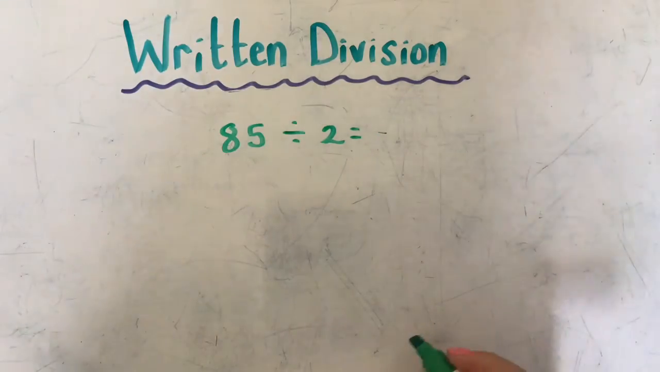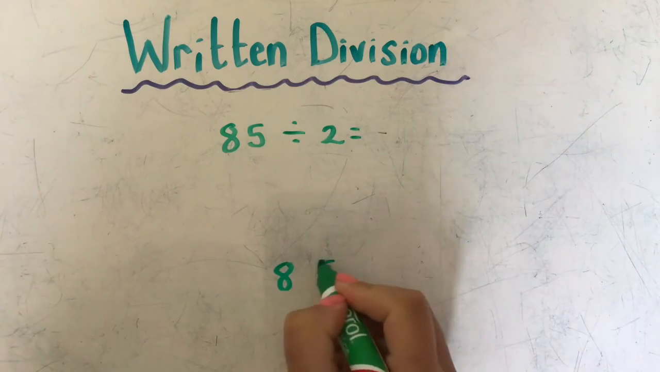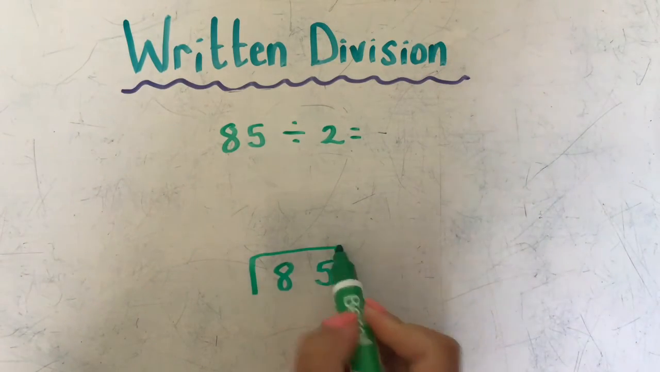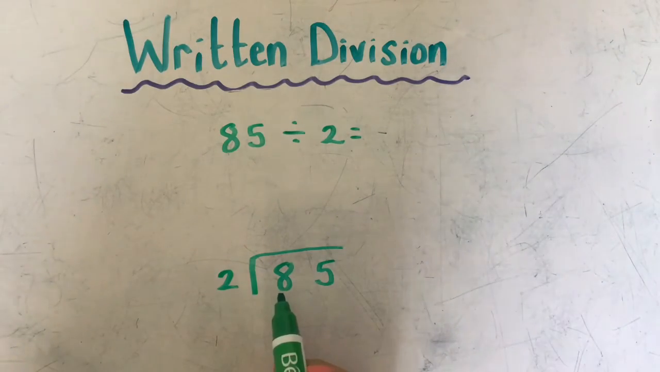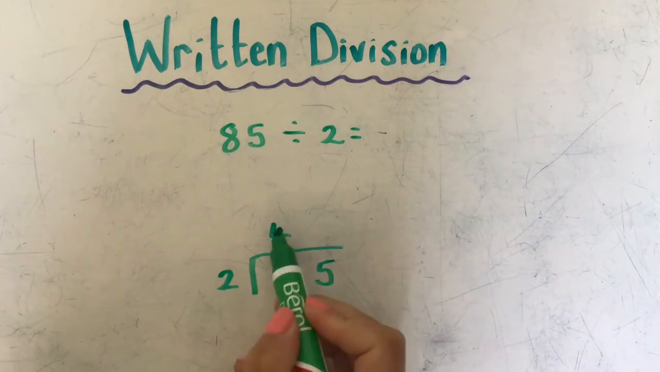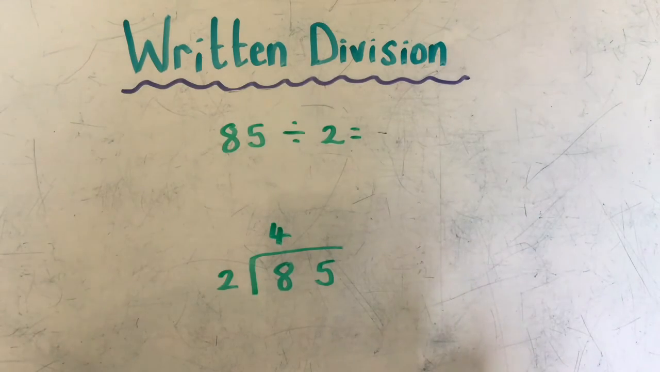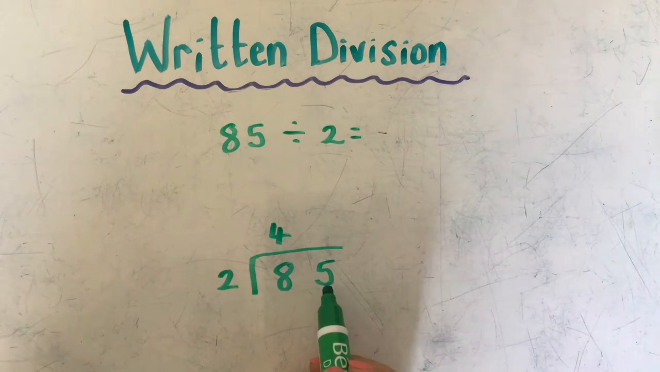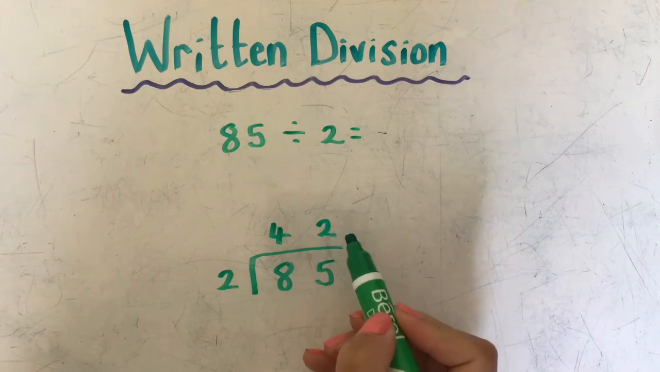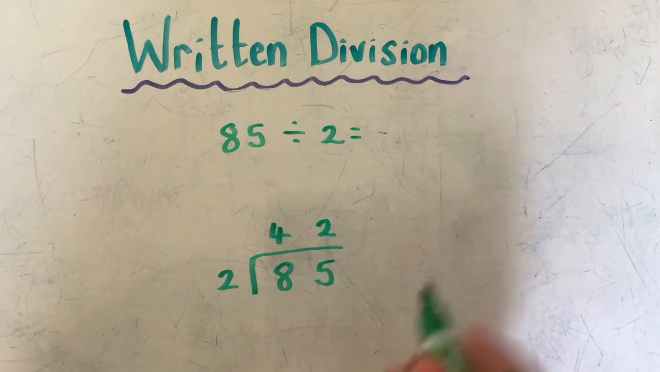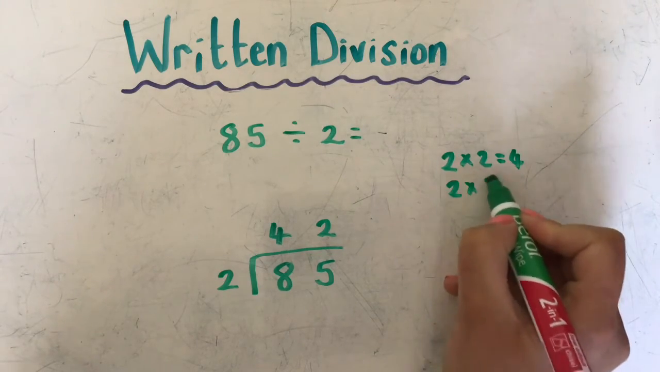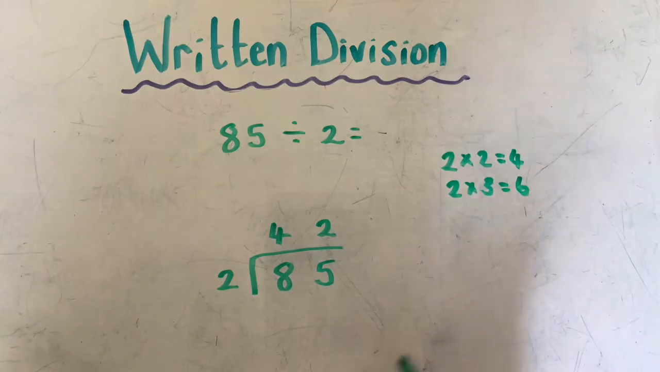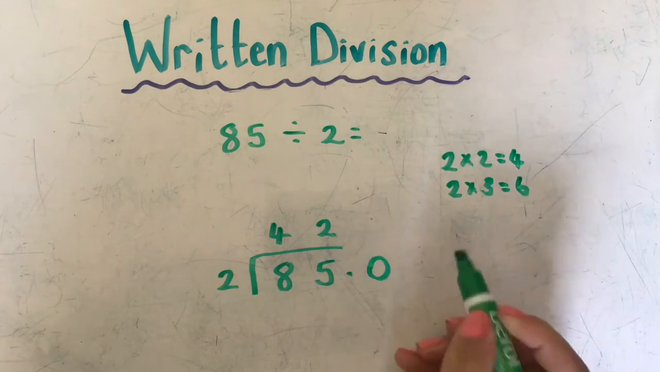85 divided by 2. So we write out 85, we draw in our bus stop, and we put a 2 in front. So 2 goes into 8 4 times, because 2 multiplied by 4 equals 8. 2 goes into 5 2 times, and then we have 1 left over, because 2 multiplied by 2 is 4, and 2 multiplied by 3 is 6. So we put in a decimal point and our 0.